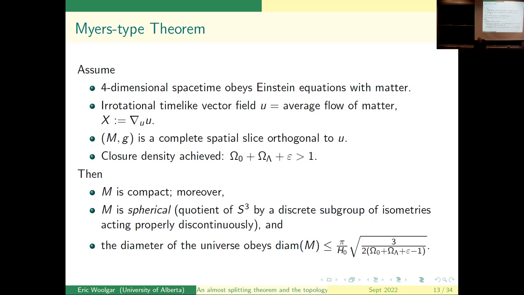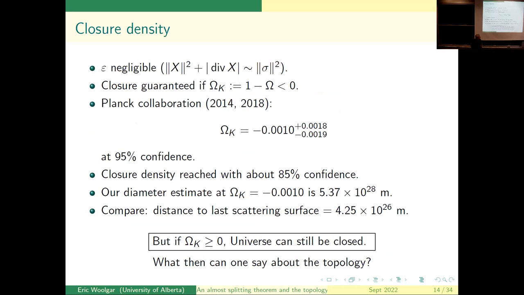The estimate that I wrote the formula, I'm not sure if I wrote the numbers, maybe it's on the next slide. Ah, there it is. So using the numbers that people observe, I've put in the data from the Planck collaboration. And if you believe all of that, then the diameter of the universe should be about that. And that's about 100 times as far as we can see right now, so we're safe.